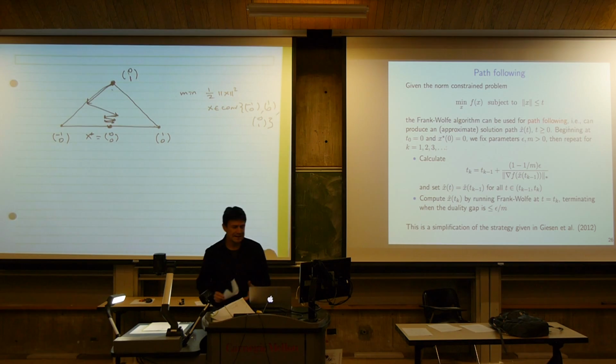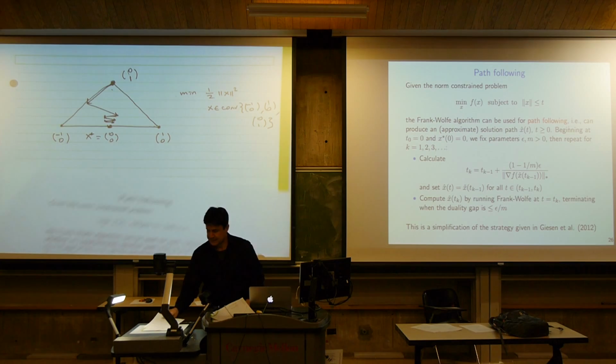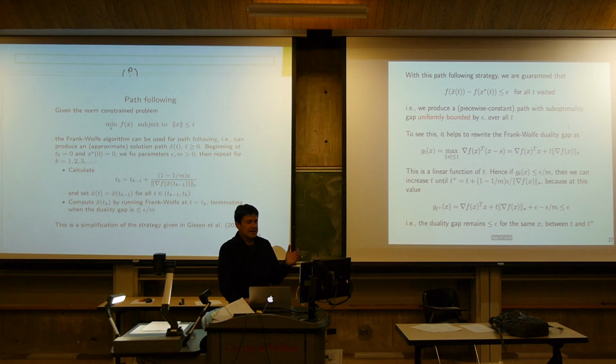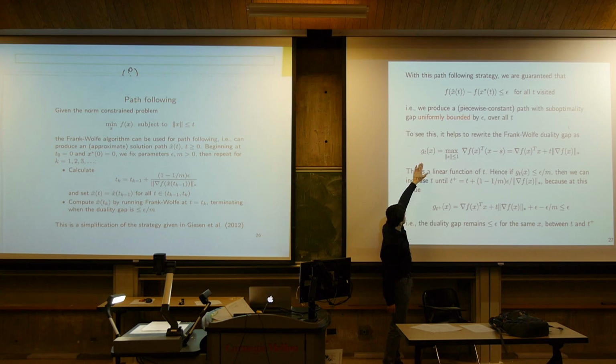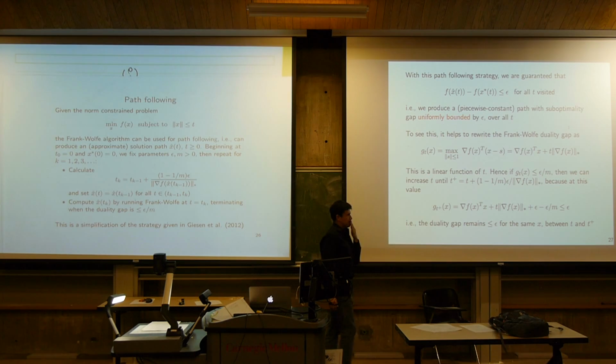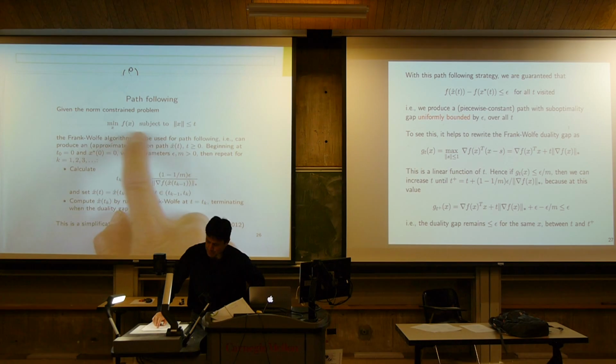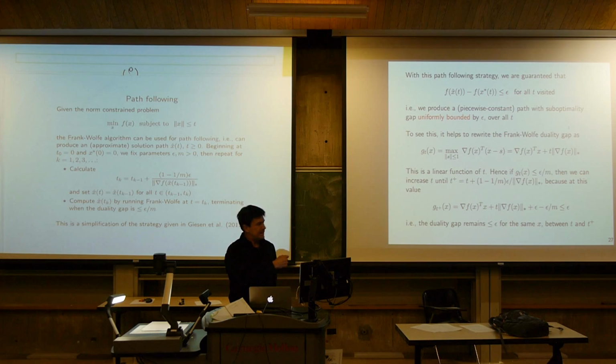If you keep doing that, because of the way this is set up, at the end of the day the path that you get is guaranteed to be within epsilon of the optimal path. The reason is that the duality gap has that linear property. That ensures that if I have made the duality gap small enough at, say, tk minus 1, then I can increase tk minus 1 to tk and still maintain the duality gap less than epsilon. So that's a nice way of using Frank-Wolfe to approximate the entire path of solutions to this problem, in a way that is very inexpensive, since each iteration of Frank-Wolfe is very cheap.